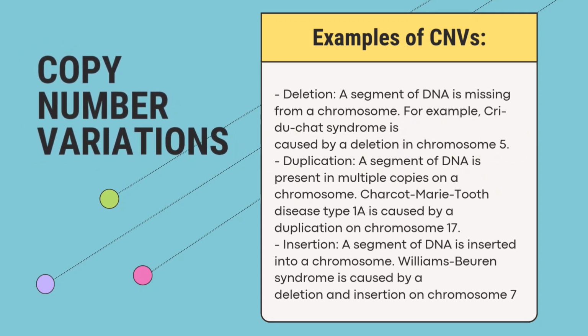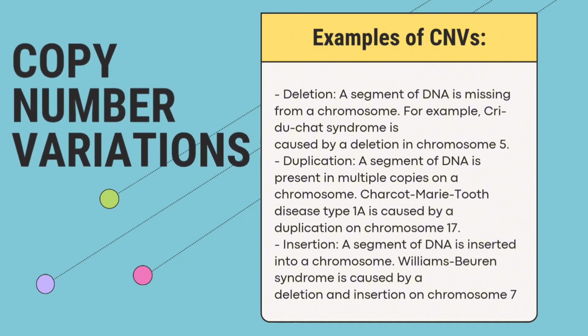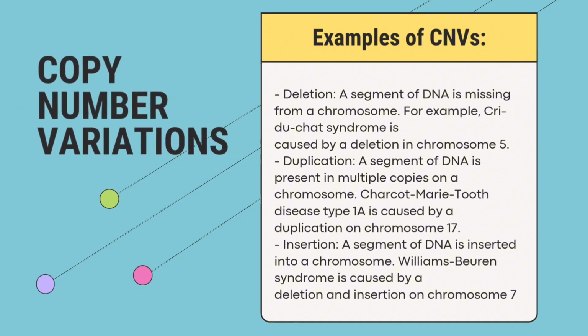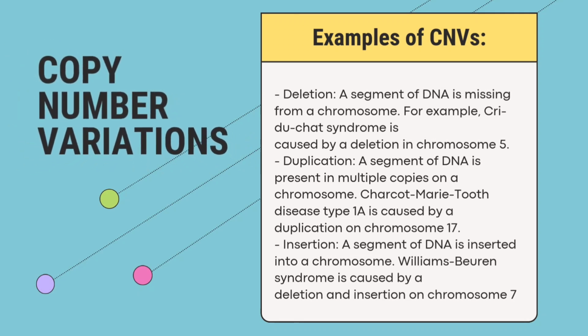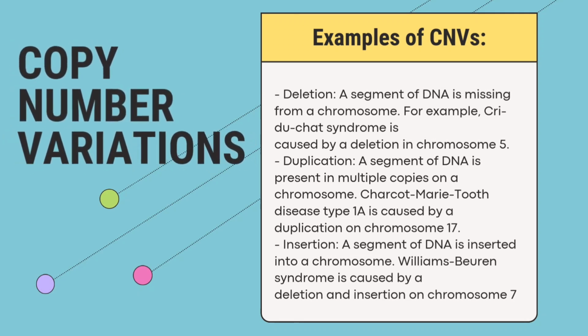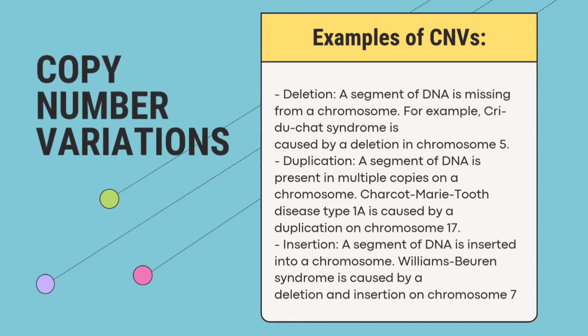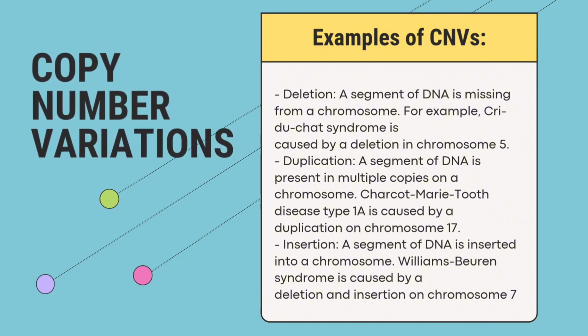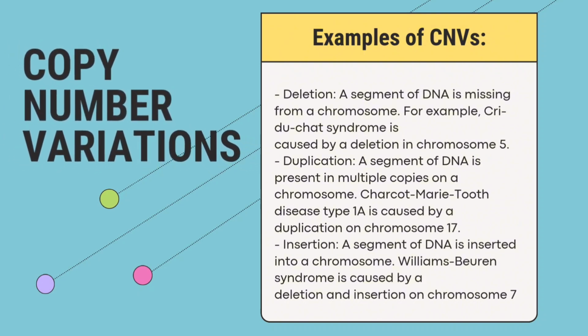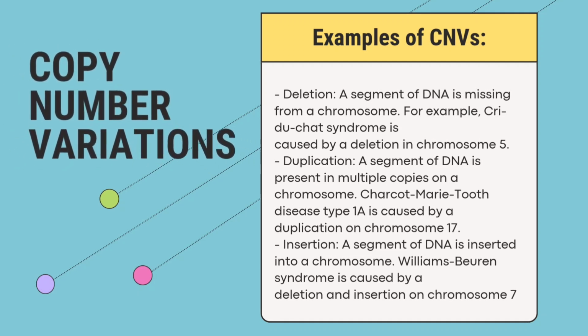Impact of copy number variations. Copy number variation can have a wide range of effects on individuals' health, depending on the size and location of the variations. Some CNVs are associated with specific diseases, while others have no noticeable effect. CNVs can also contribute to complex traits such as height, intelligence, and susceptibility to certain diseases.